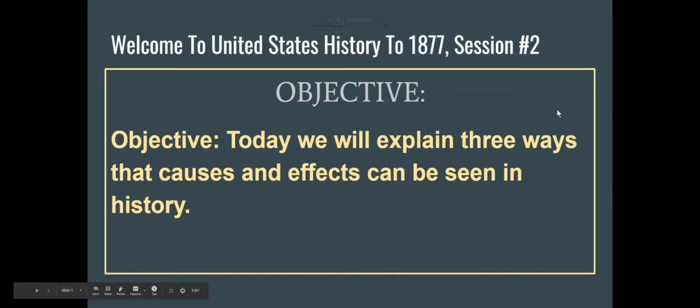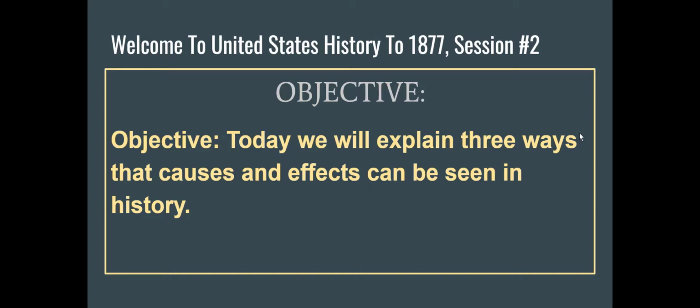The objective for today's session, session number 3, is to explain 3 ways that cause and effect can be seen in history. I chose this objective because when I was looking at chapters 7, 8, and 9, I thought there's a lot of examples in these chapters where we can see change over time and cause and effect, which is one of the historical thinking skills we want to try to extend to our students. So that's our objective for today.